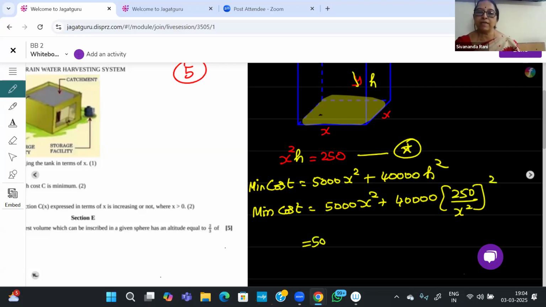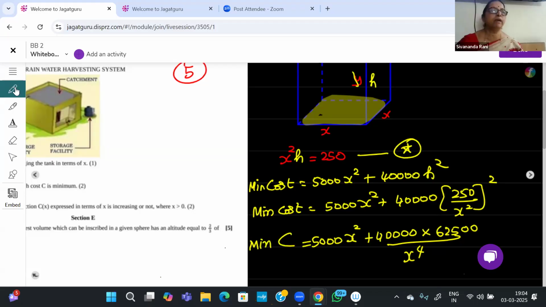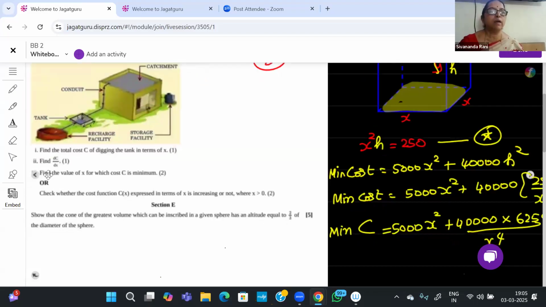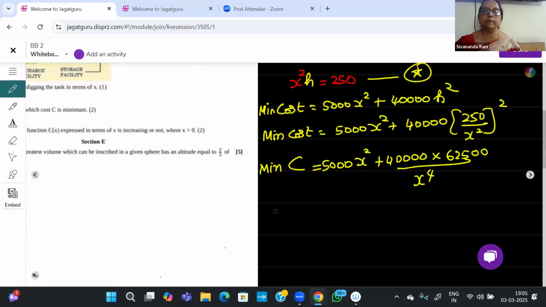See, but I know personally that some of you actually like to do case studies because you have good common sense. So we have to minimize this cost. We have answered the first part. Next one, find dc by dx. Did you do that? What is dc by dx?